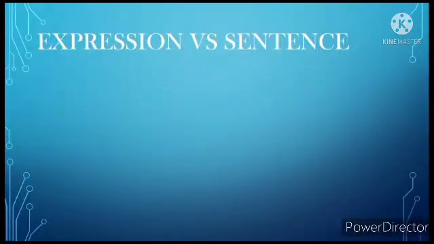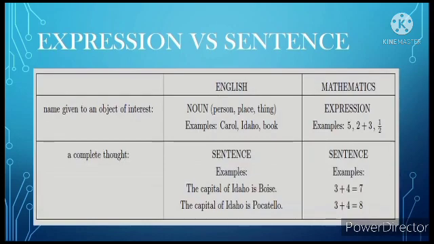So to start with, let's compare first what is an expression and a sentence in two major disciplines, which are English and mathematics. In English, when you say noun, it talks about the name of a person, place, or thing. The corresponding idea of a noun in mathematics is the so-called expression. Both noun and expression don't have a complete thought or idea. It's simply a name of an object of interest, or name of a person, place, or thing in English, and numbers or combination of numbers using the operations in mathematics.